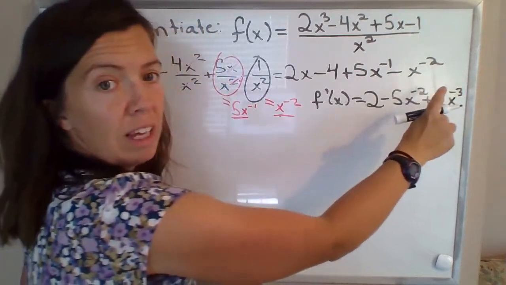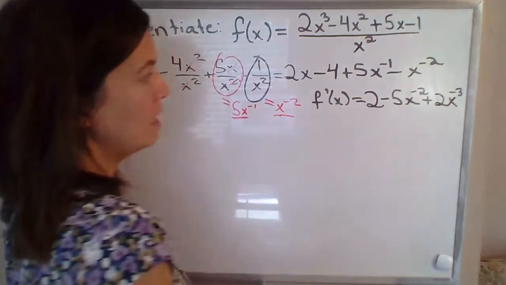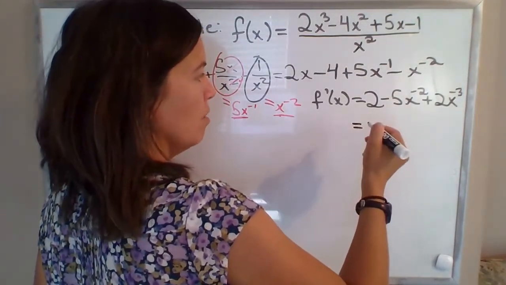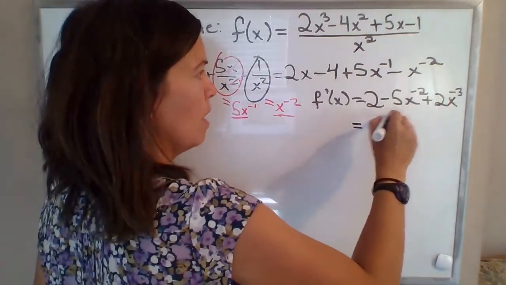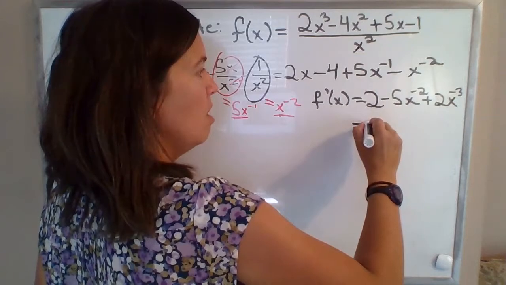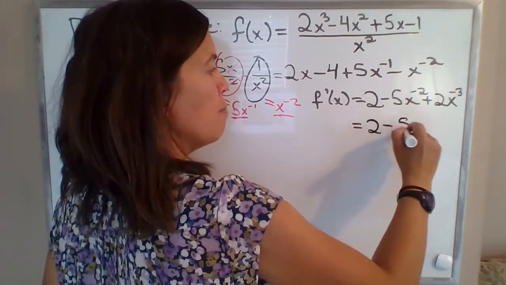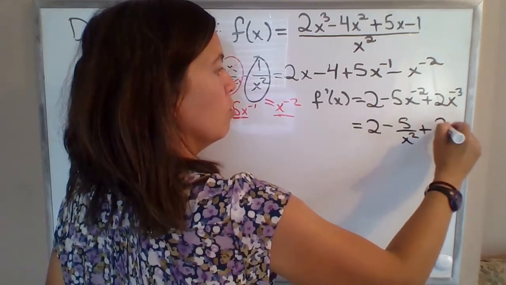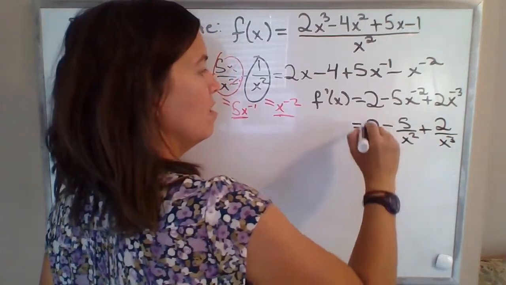Be real careful with those negative exponents. Make sure you subtract 1. So minus 1 will give us negative 3. It's best to write your answer without negative exponents. Try to at least get rid of those negative exponents. So this will be 2 minus, so x to the negative 2, I'm going to put that back in the denominator as x squared. And same thing here, 2x to the negative 3 would be x to the positive 3 in the denominator.